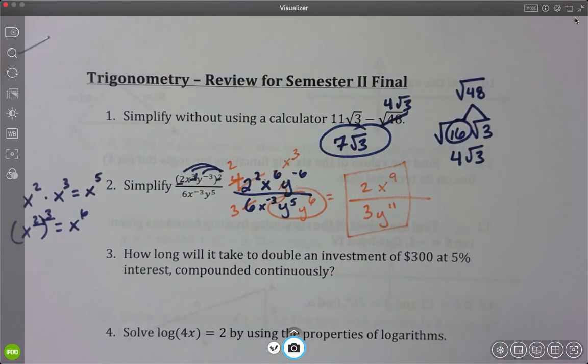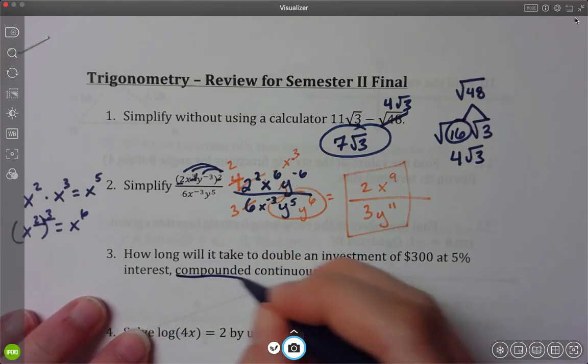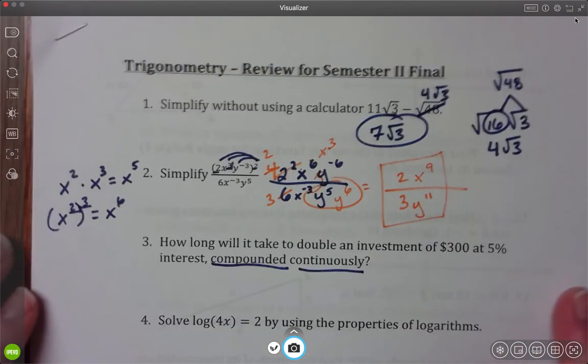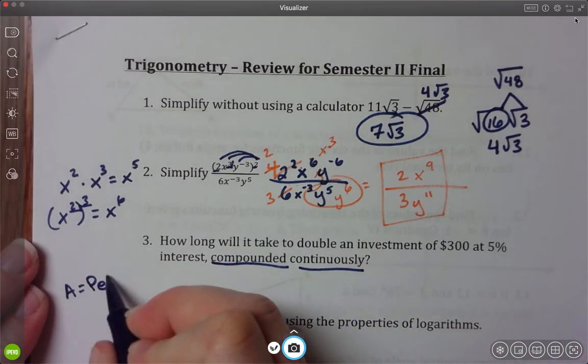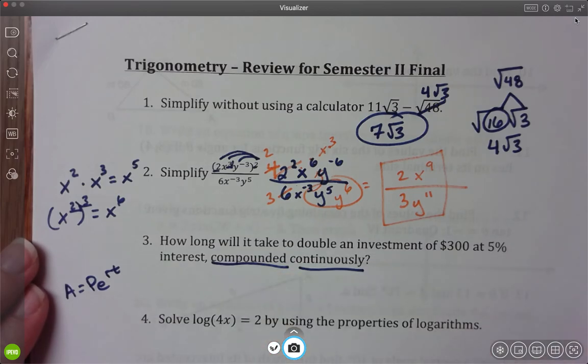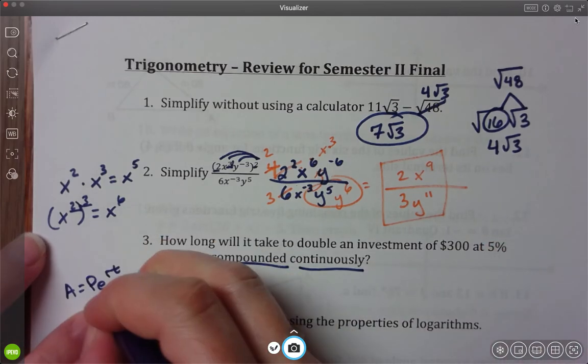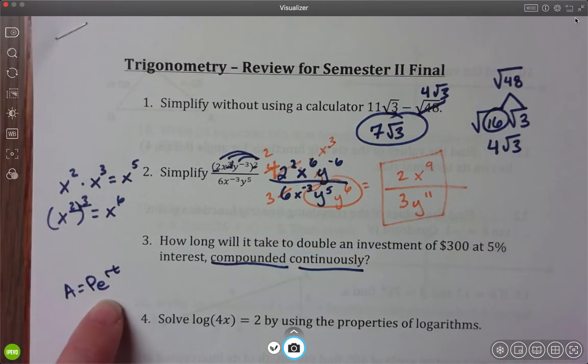Number 3, how long will it take to double an investment of $300 at 5% interest, which is compounded continuously? Continuous compounding is that PERT equation that we had. A equals P e to the rt power, where e is that 2.71828 number that you have in your calculator.